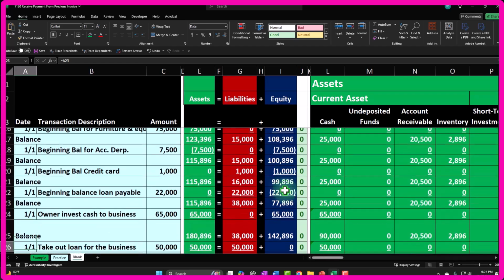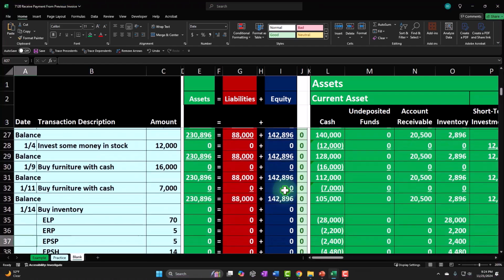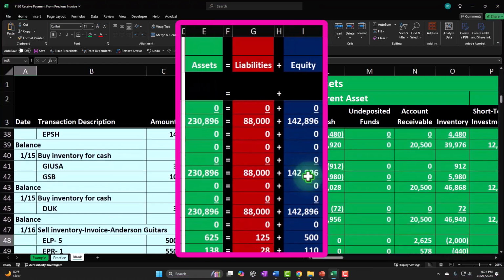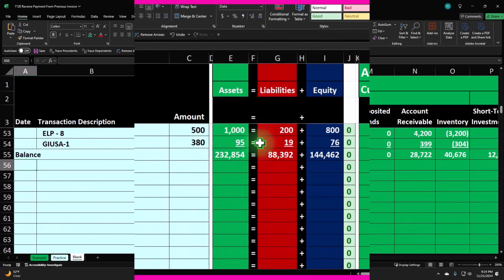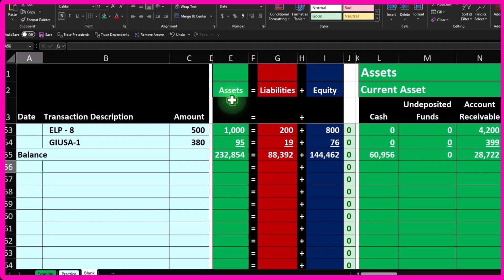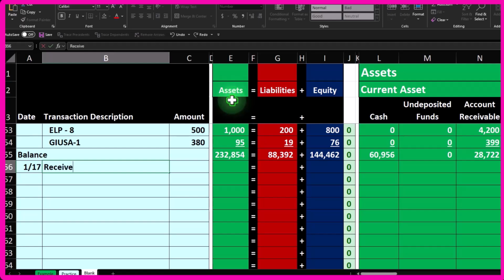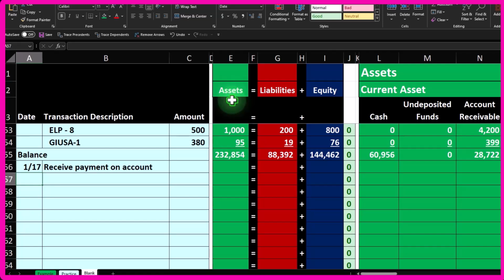All right, so keeping that in mind, we're going to go back on over here and we're going to say, okay, let's go down and the next one that we're going to do way down here, I'm on line 56. I've got the freeze panes up top so I can still see the headers. I'm going to say this happens on, let's say, the 17th, and we're going to say that we receive payment, I'm going to say on account.